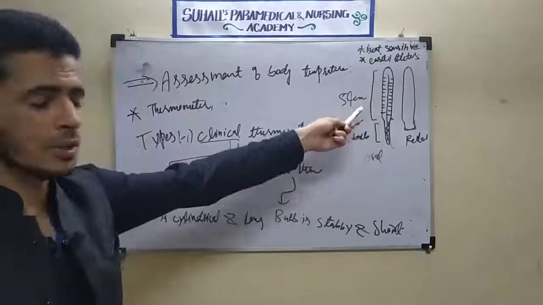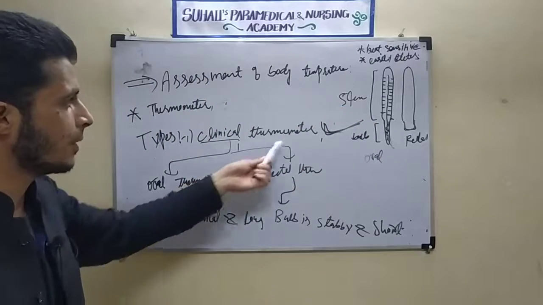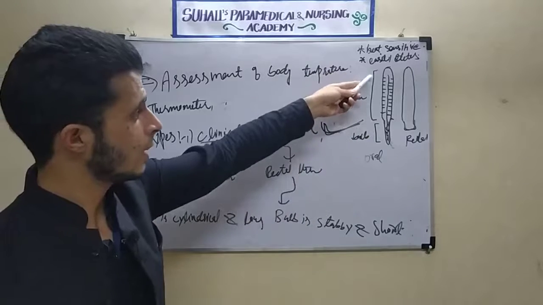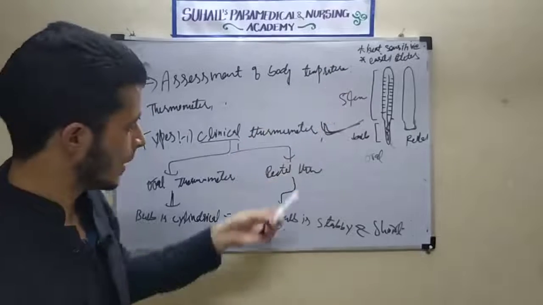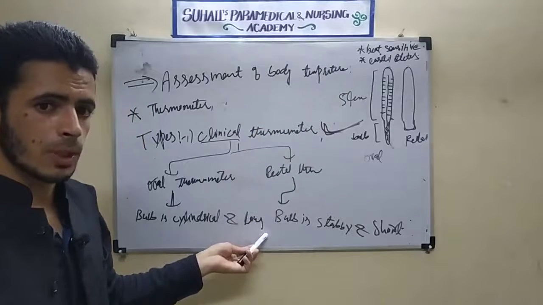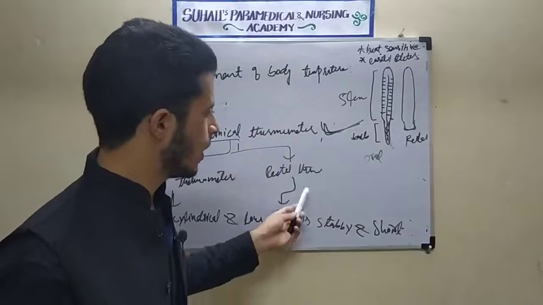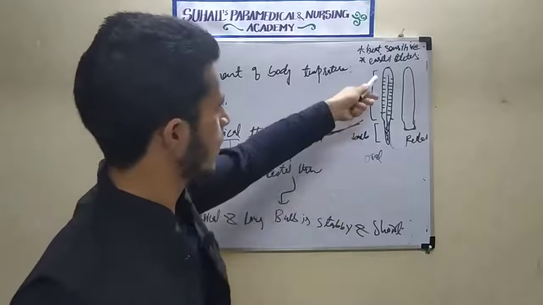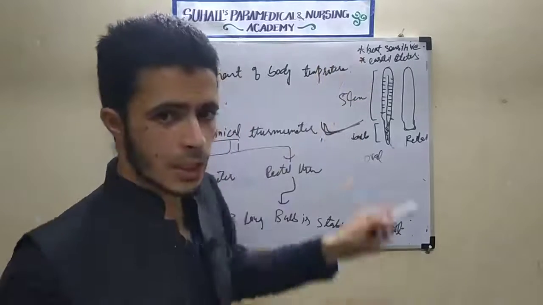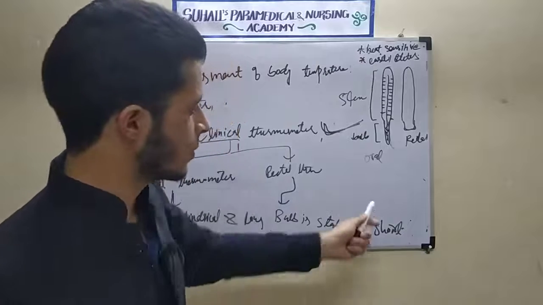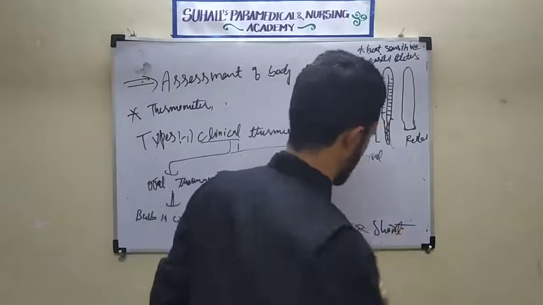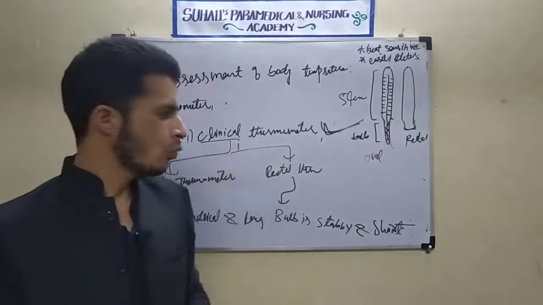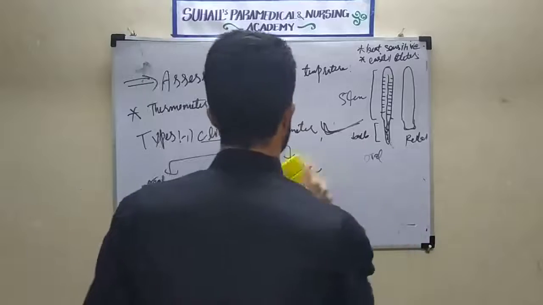I told the parts of the clinical thermometer and the types of clinical thermometer. Why mercury is used in the thermometer, that I told. If the thermometer breaks and mercury drops, what we have to do in the hospital setting, that I also told. How we have to handle this. Then I told that mercury is toxic. So for that toxicity, we should maintain that procedure that I already told. Now another thing is how we can clean the thermometer.